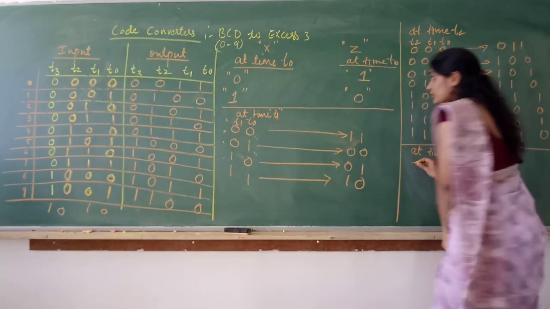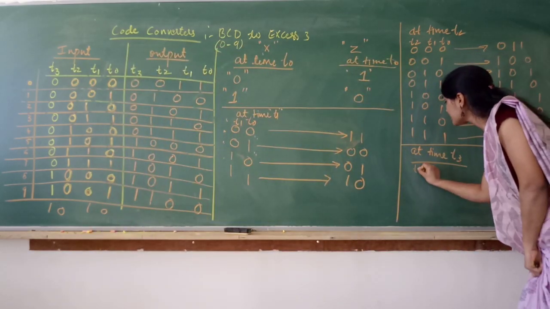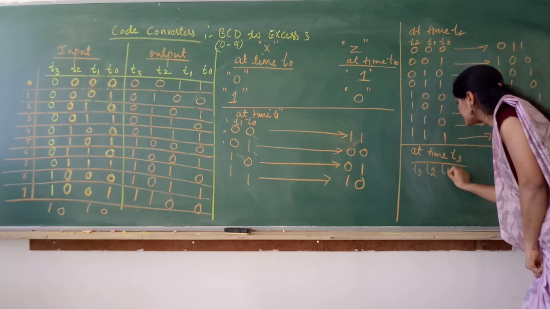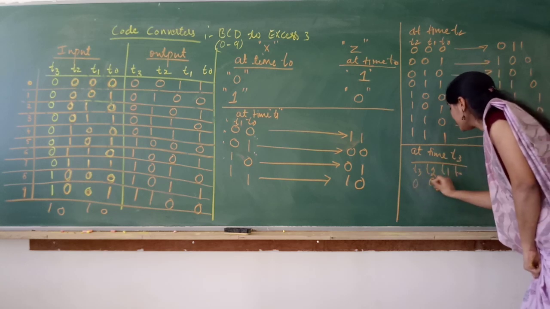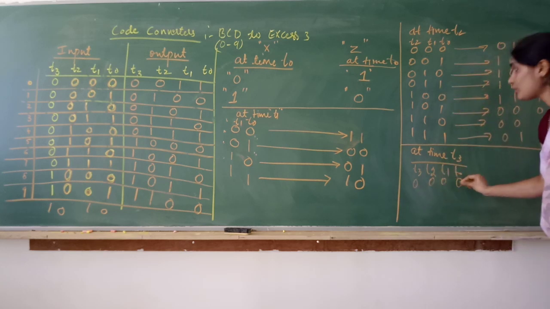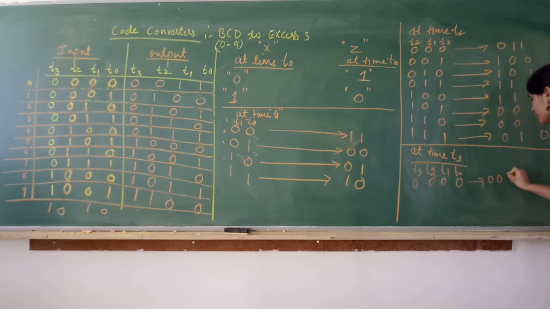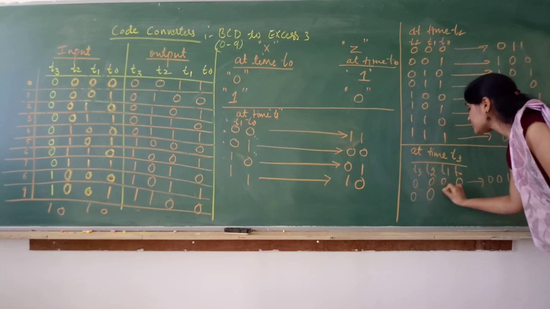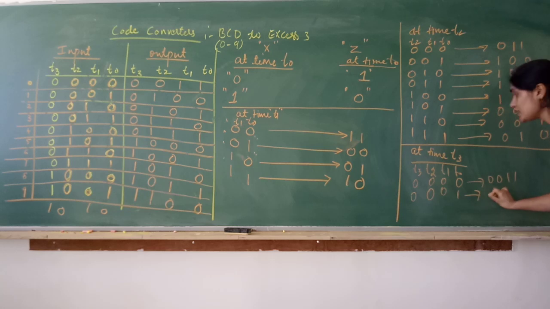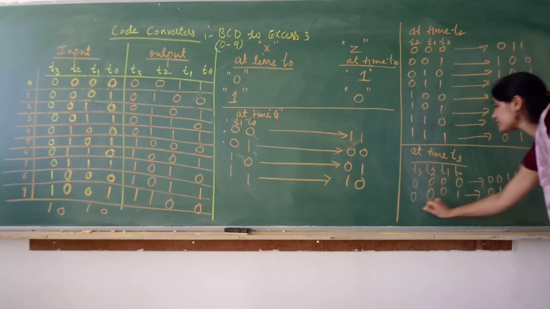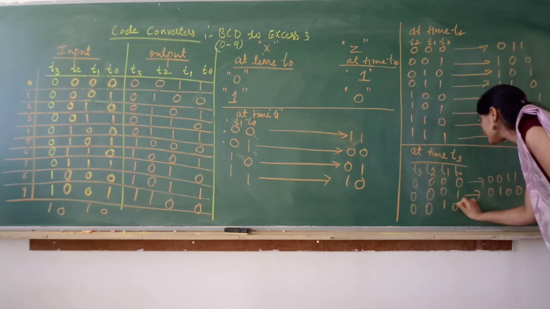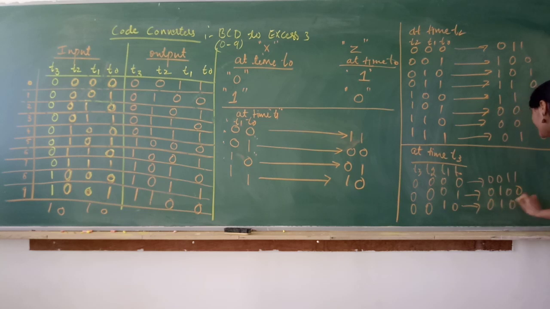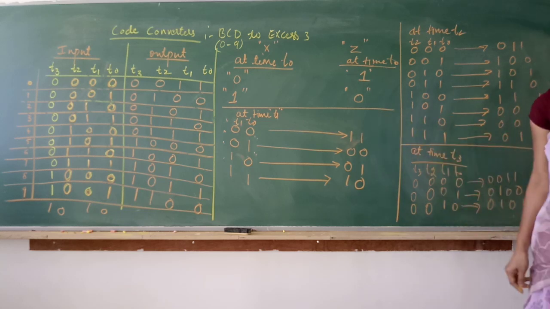At time t3 how many bits will I receive? All the 4 bits: t3, t2, t1, t0. If I receive 0 0 0 0, what should be the output? 0 0 1 1. If the circuit receives 0 0 0 1, this should be 0 1 0 0. If it receives 0 0 1 0, it should be 0 1 0 1. Like this, you should continue till 9.